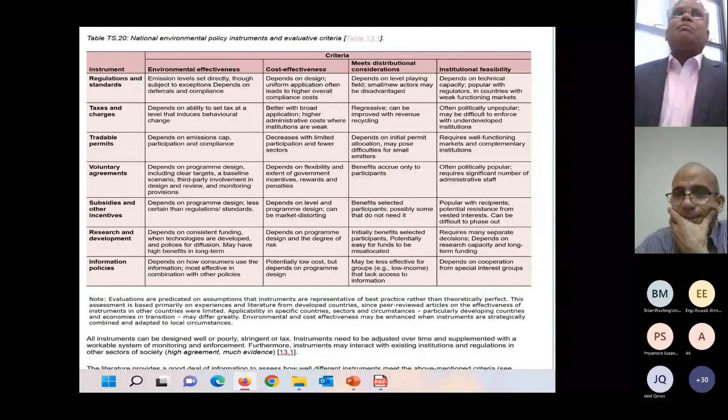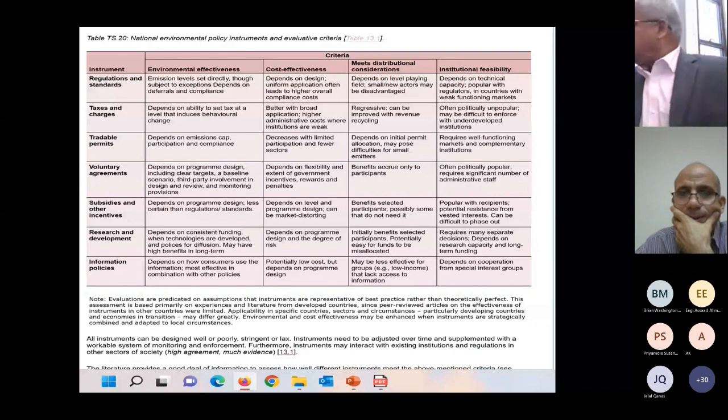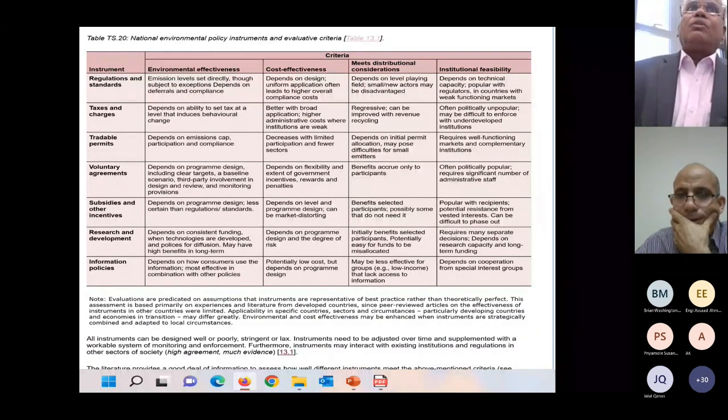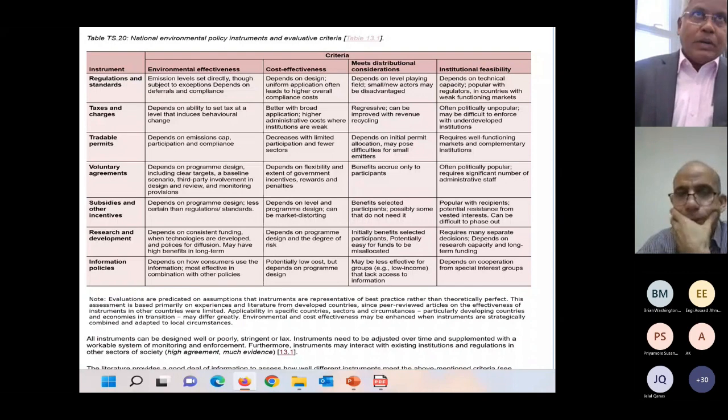Now this table provides a kind of framework: when you have a particular instrument, what are the criteria that we are looking at in deciding the utility of an instrument and in deciding a final policy action. For example, take a particular instrument, regulation and standards, which are law. When government wants to implement a new law, that law may relate to any regulation. It could be a tax regulation, it could be any other regulation.